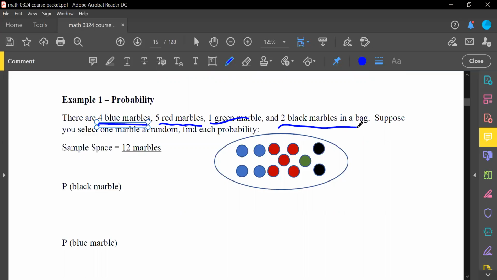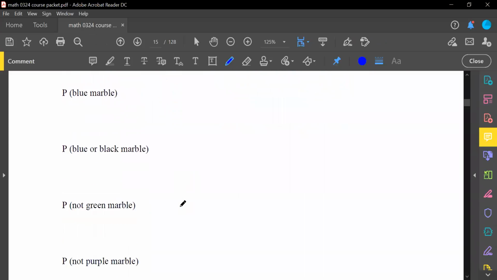So the probability that I draw a black marble: there are 2 ways to get what I want, and there are 12 total marbles. So it would be 2 out of 12. If I reduce that, it's 1 out of 6. That's the probability. Since we were just talking about odds, I do want to talk about odds here.